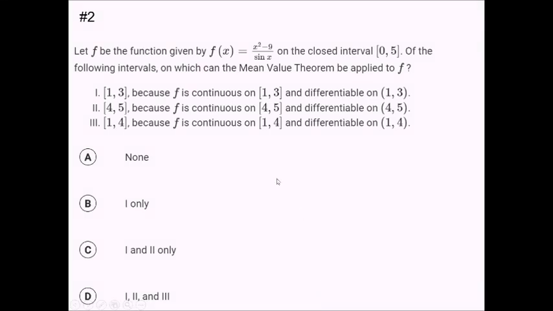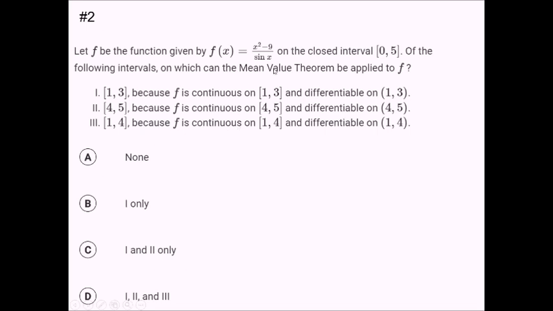For this problem, f is this x squared minus 9 over sine of x function on the closed interval 0 to 5. And we want to know on which of these intervals for this function can we apply the mean value theorem. So the mean value theorem can be applied if you are continuous on a closed interval and differentiable on an open interval. So basically we want to know if these intervals are in fact continuous and differentiable on the intervals that they say they are.